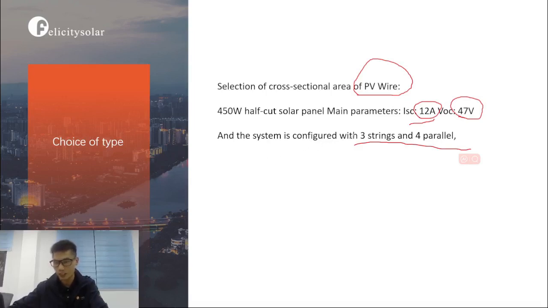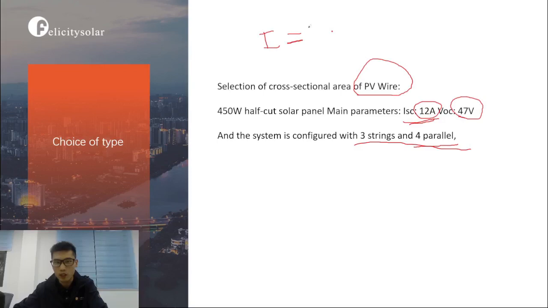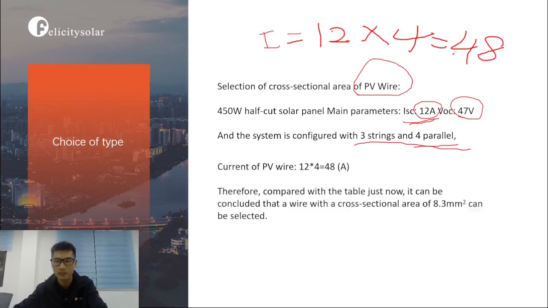Okay, did you finish? Now we're gonna do the calculation together. So here you can see the ISC is 12 ampere and is in 4 parallel. So the current should be 12 ampere times 4. So it equals 48. Did you do the right calculation? Here it is, 12 times 4.